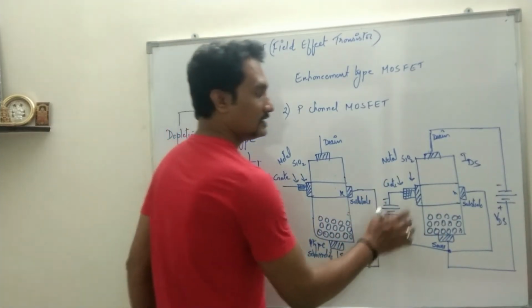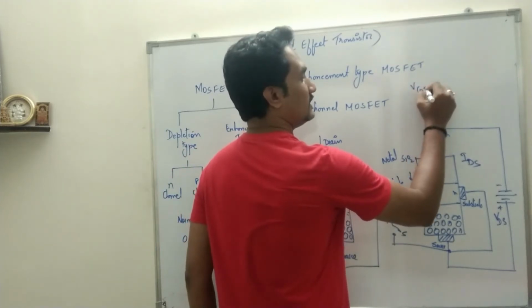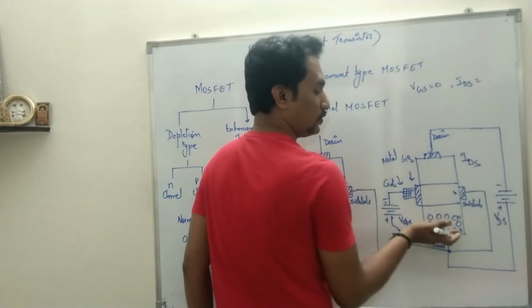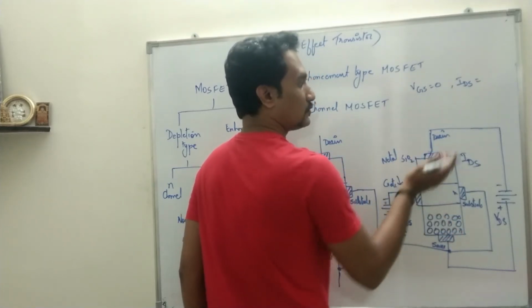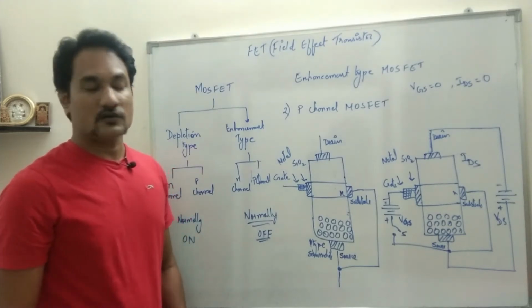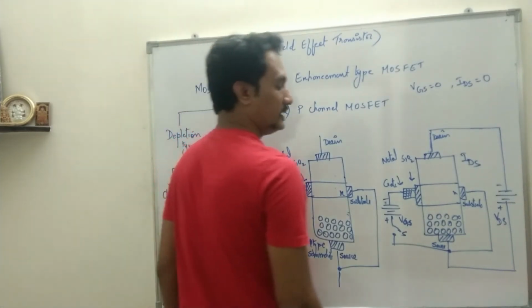So when VGS is not applied, that means VGS is 0. Of course IDS, उस टाइम पे कोई चार्ज कैरियर के लिए जाने की जगह है क्या सोर्स से ड्रेन में? नहीं, तो करंट विल बी 0. Okay, current will be 0, IDS will be 0.